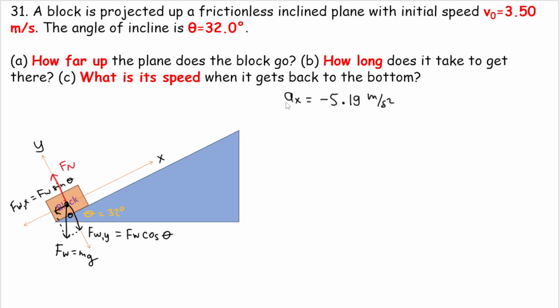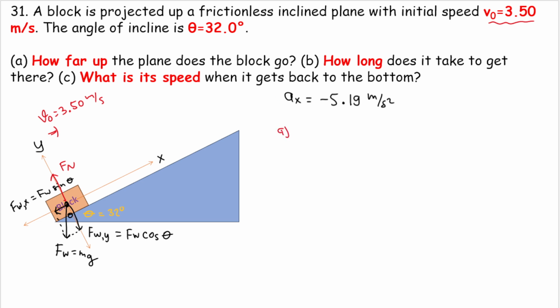Okay, we have the acceleration in the x direction. However, we also have the initial speed here. V0 is equal to 3.50 meters per second. And if the block is pushed, eventually it will stop somewhere here, right? So we will have to answer that in question A.